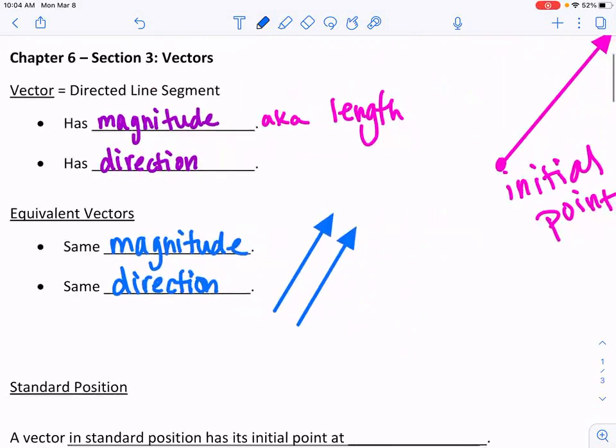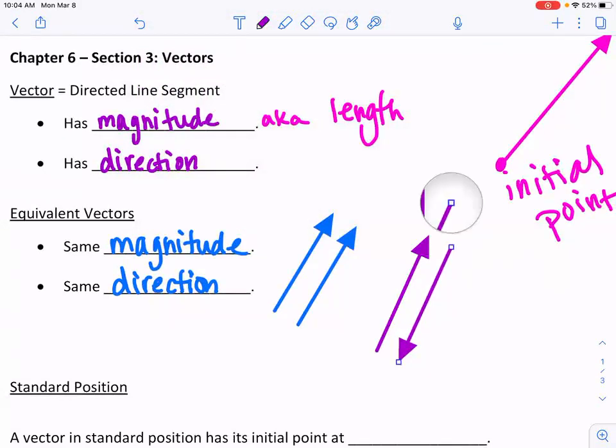Now, if I were to draw these two vectors right here. These aren't equivalent vectors, but what is true about them? We could say that their magnitudes are the same because they're the same length, but they're not going in the same direction. They're going in the opposite direction. So we could say that these are parallel vectors.